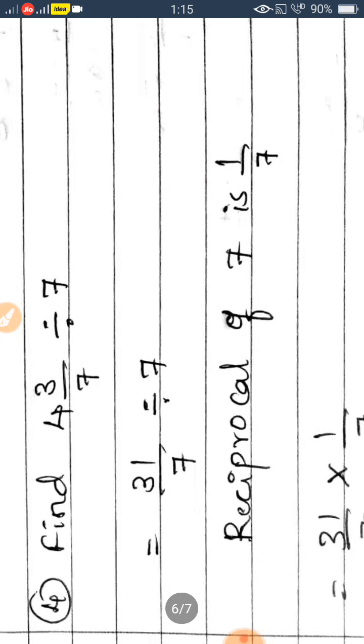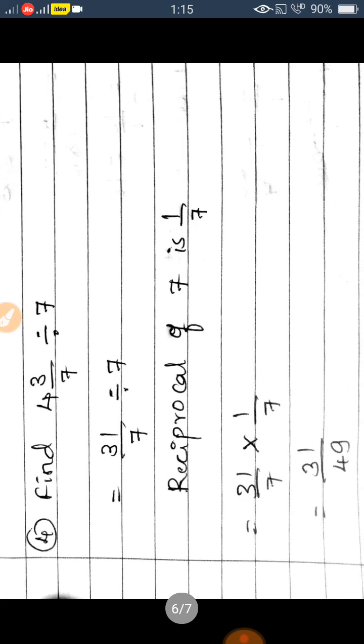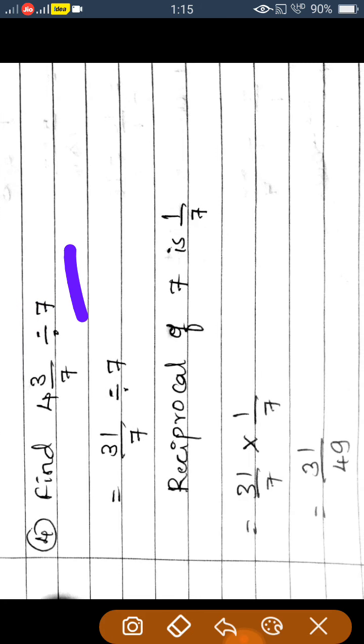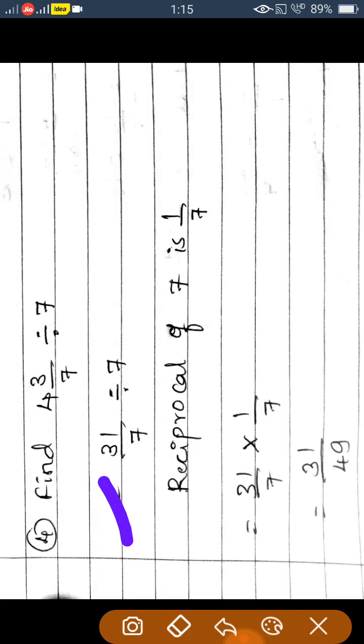Find 4 and 3 by 7 divided by 7. So write the mixed fraction as an improper fraction first. Whatever the operation may be, addition, subtraction, multiplication, or division, convert to improper first. So 4 into 7, 28. So 28 plus 3 is 31. So 31 by 7 it is. And the divisor 7 I have written as it is.